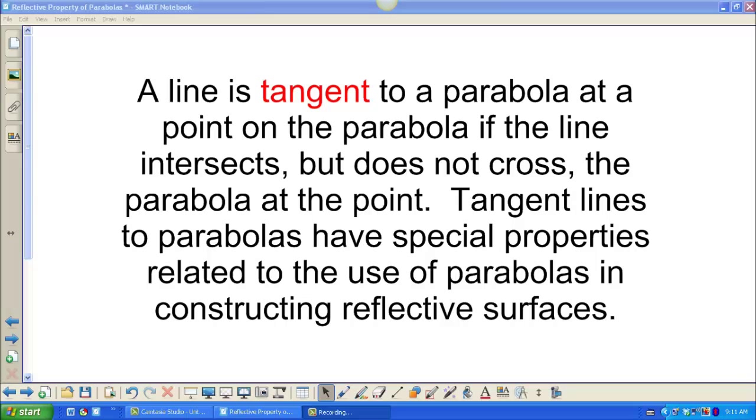So now let's talk about what it means to be a tangent line. And this is definitely a precursor to the calculus we'll be learning in just a couple months. A line is tangent to a parabola at a point on the parabola if the line intersects but does not cross the parabola at the point. Tangent lines to parabolas have special properties related to the use of parabolas in constructing reflective surfaces. Again, let's take out our patty paper and look at what a tangent line would look like to that parabola.